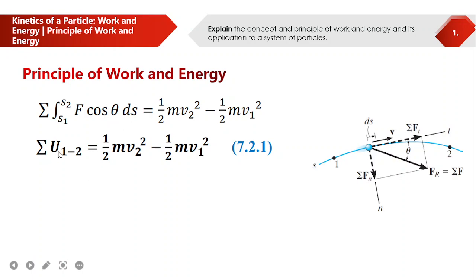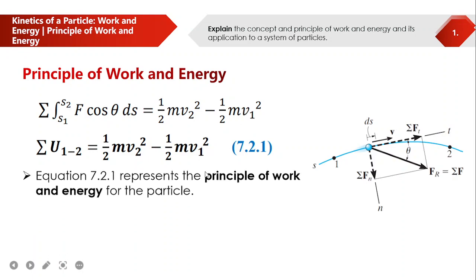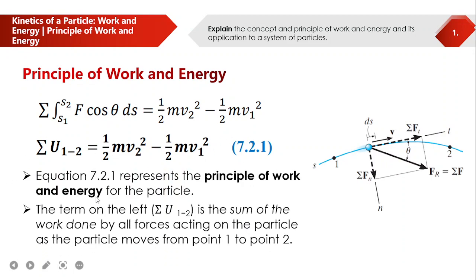So the summation of all the work from 1 to 2 will be equal to the final kinetic energy minus the initial kinetic energy. So that will be 1 half mv sub 2 squared minus 1 half mv sub 1 squared. Okay? So equation 7.2.1 represents the principle of work and energy for the particle. So ito lang kumbaga yung principle of work and energy natin, formula.